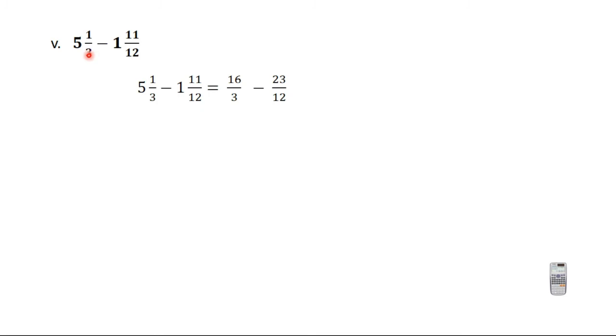Now, if you are converting 5 whole number 1 over 3 to an improper fraction, you have 16 divided by 3, because 3 times 5 will give us 15. You add that to 1, you get 16 divided by 3. If you convert 1 whole number 11 over 12 to an improper fraction, you are going to have 23 divided by 12, because 12 times 1 will give us 12. 12 plus 11 will give us 23 divided by 12. So you find the LCM of 3 and 12, which is 12. So we are going to have 12 divided by 3, that will be 4.